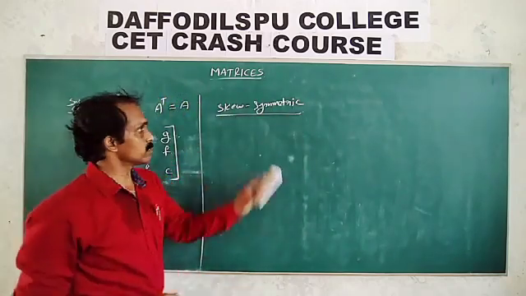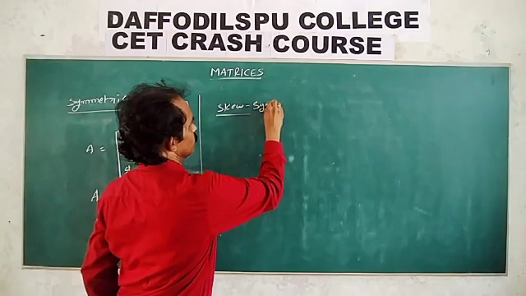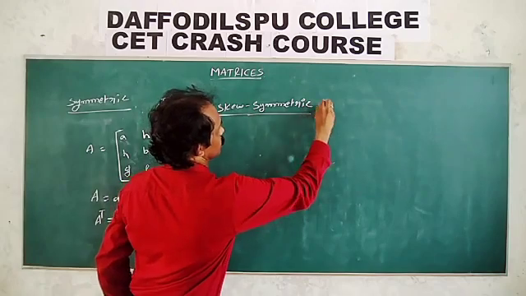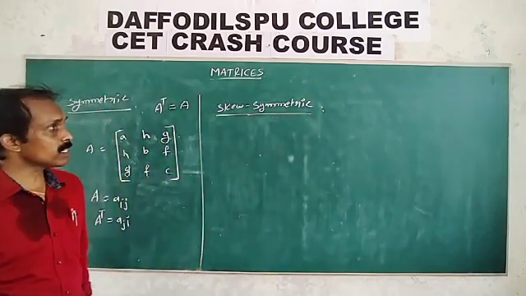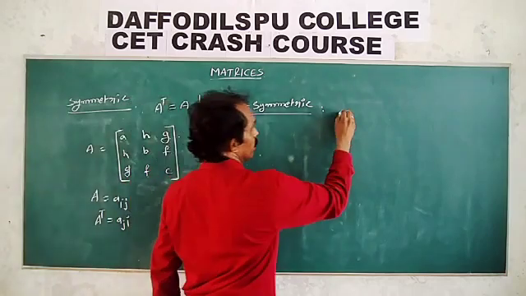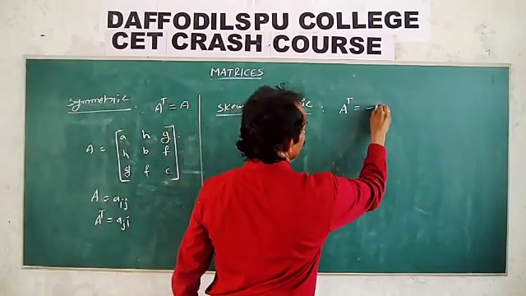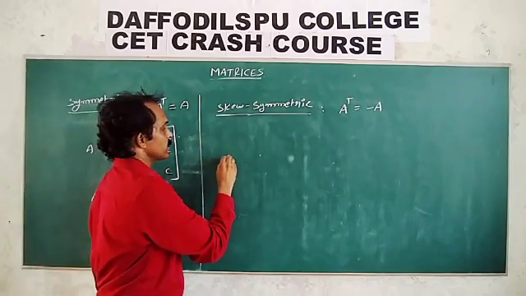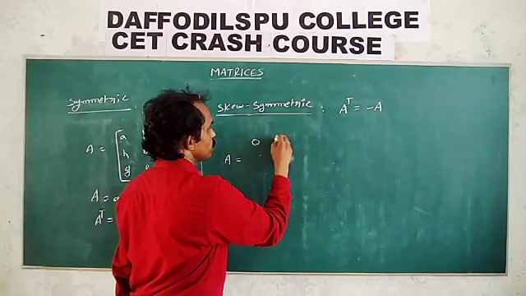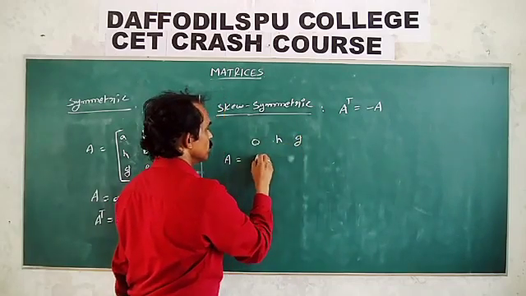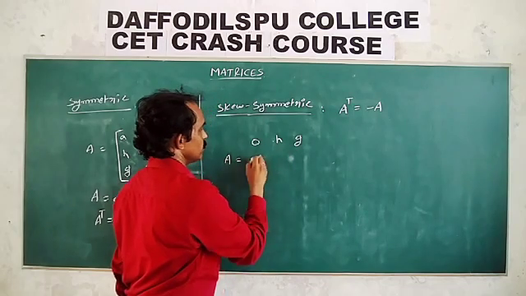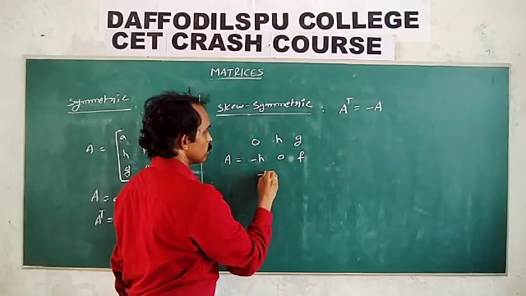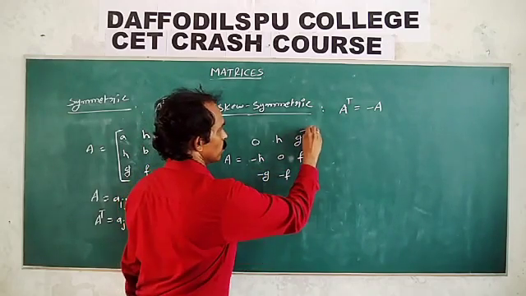Skew symmetric matrix. A matrix is said to be a skew symmetric matrix if A transpose is equal to minus A. Let's take an example like this one: 0, H, G; minus H, 0, F; minus G, minus F, 0.